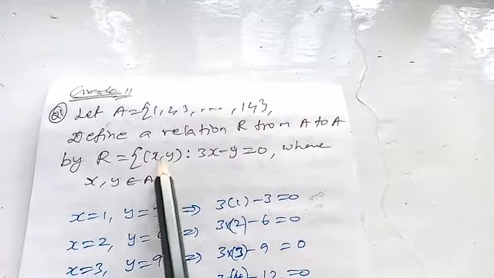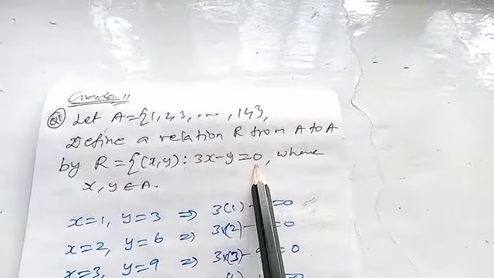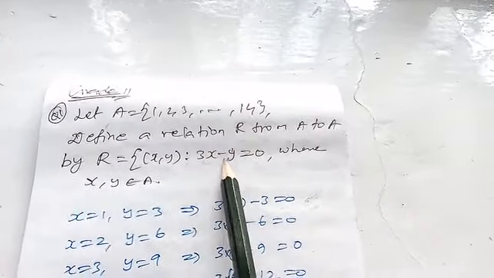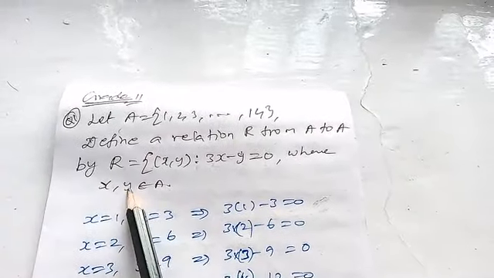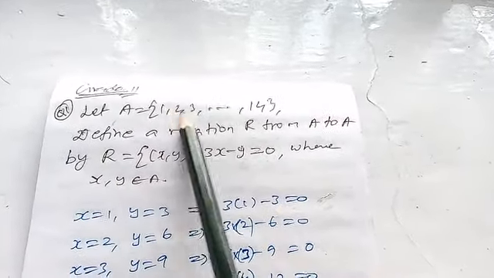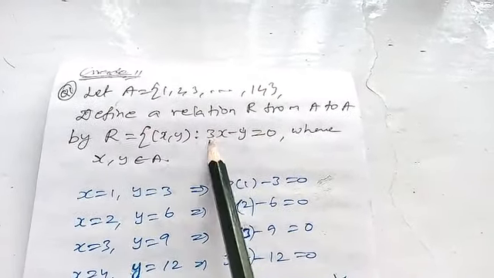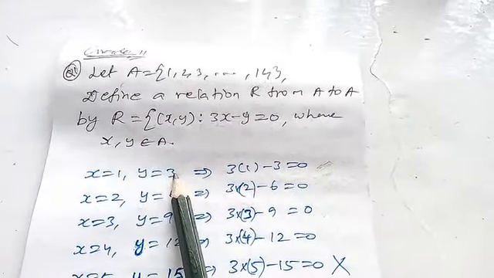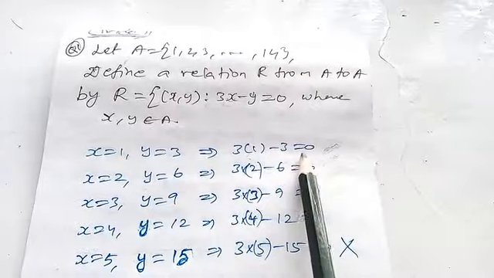The ordered pairs x comma y such that 3x minus y equal to 0. The condition is 3 times x minus y must be equal to 0 where x, y belongs to A. So x is from 1 to 14, y is also from 1 to 14. So if x is equal to 1, y equal to 3, because you replace the x value here, then 3 minus 3 only will get 0.